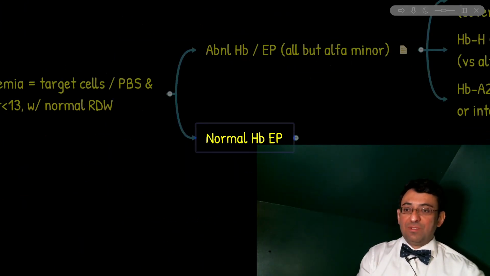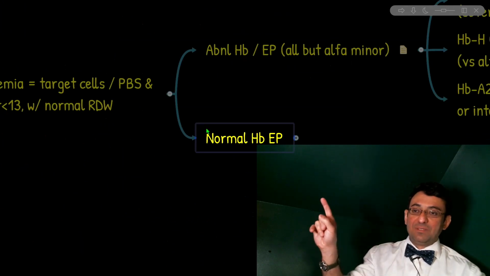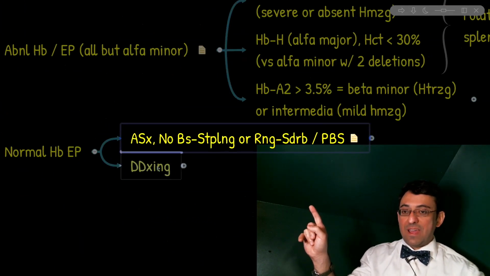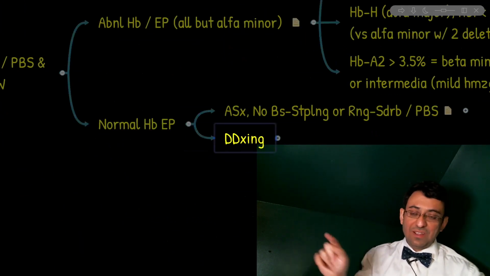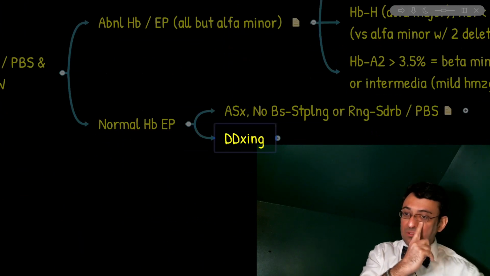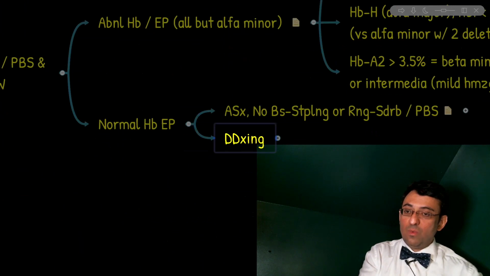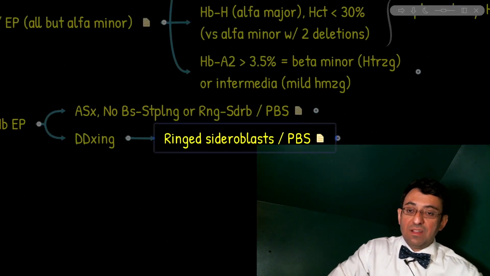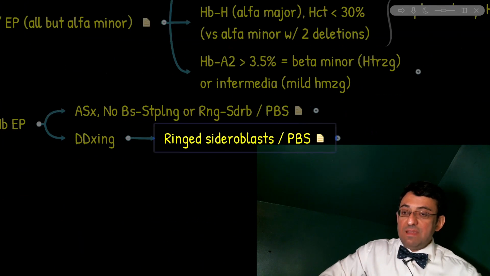Now, returning to our normal hemoglobin electrophoresis part of the algorithm, we've already discussed the alpha thalassemia minor, but what's left is the sideroblastic anemia. So what are the differentials of microcytic anemia with normal to elevated serum iron and normal hemoglobin electrophoresis? One is alpha thalassemia minor and the other is sideroblastic anemia. Now, how do we differentiate these two conditions?